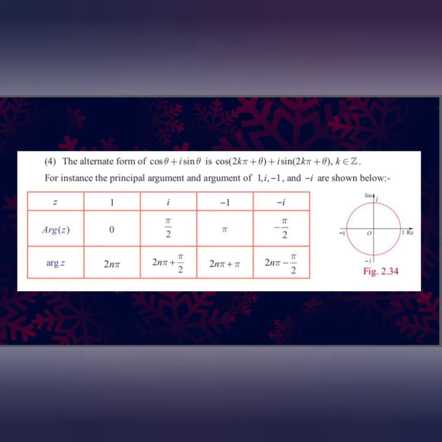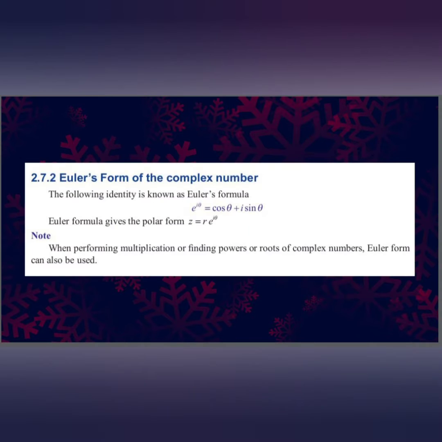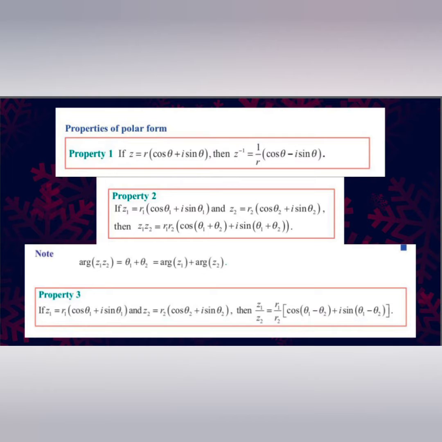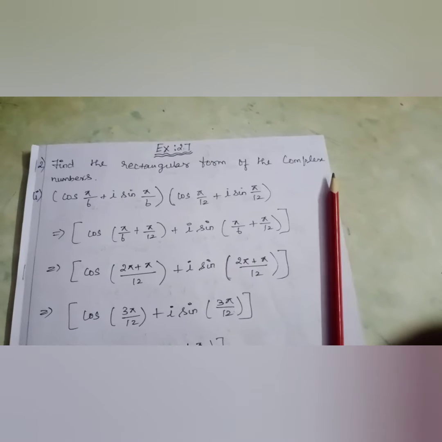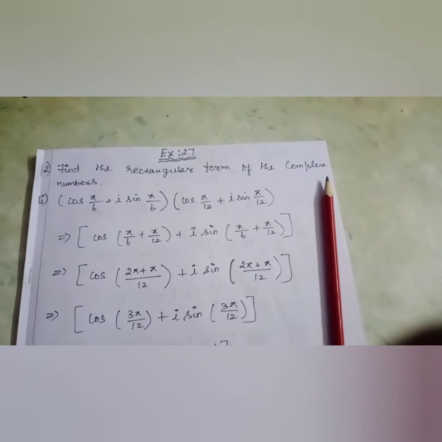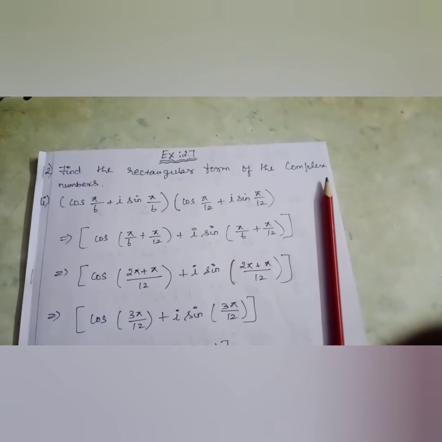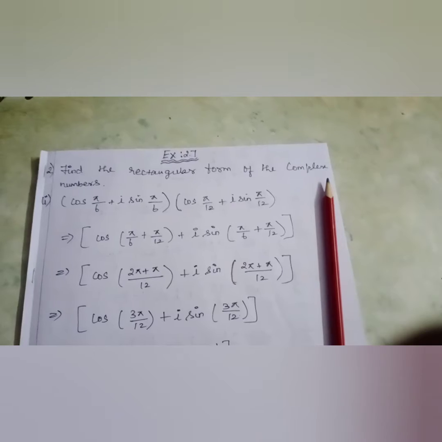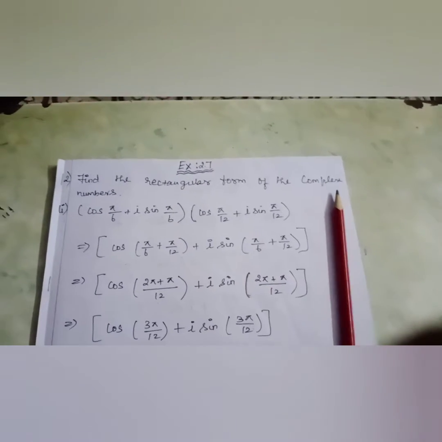You have to go through the properties also, and then comes the Euler's form, that is e power i theta, which is equal to cos theta plus i sin theta. So the form is z is equal to r into e power i theta, and we have to go through the properties of polar form also. Let's move on to the rest of the sums in exercise 2.7. In the previous class we did till exercise 2.7 first sum. So today we will go ahead with exercise 2.7 second sum.